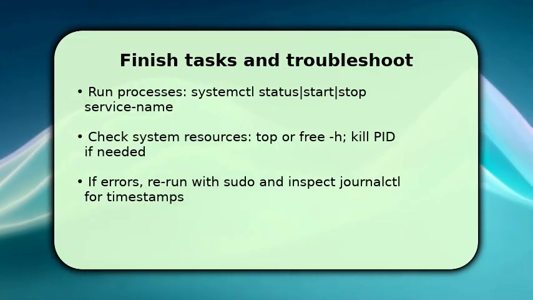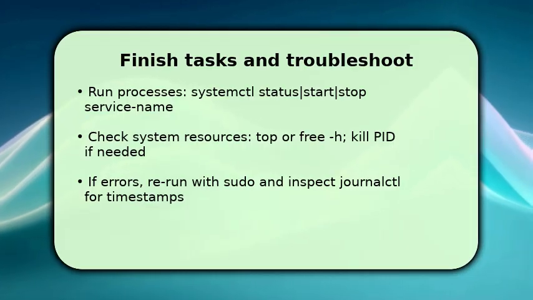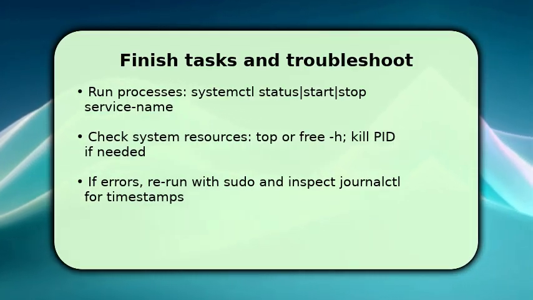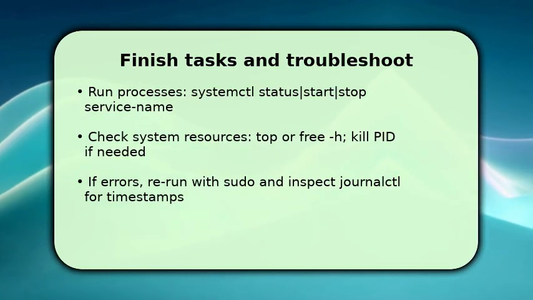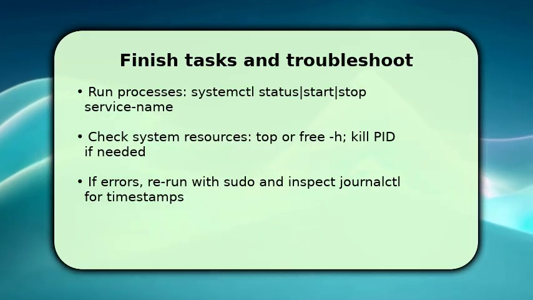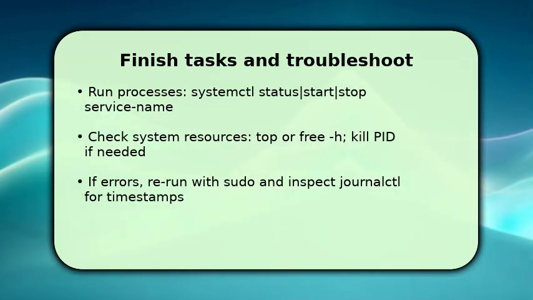Once done, clean caches with sudo dnf autoremove. If something fails, rerun the failing command with sudo and immediately inspect journalctl -u service-name --since "10 minutes ago" to find the root cause and exact error message.